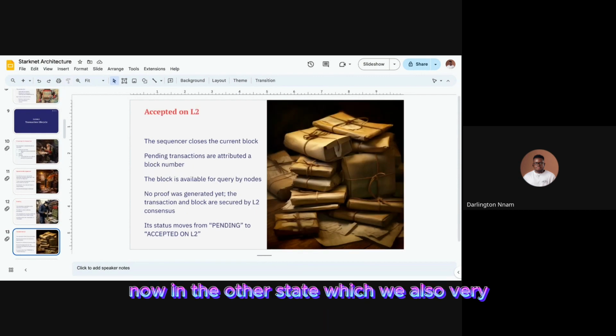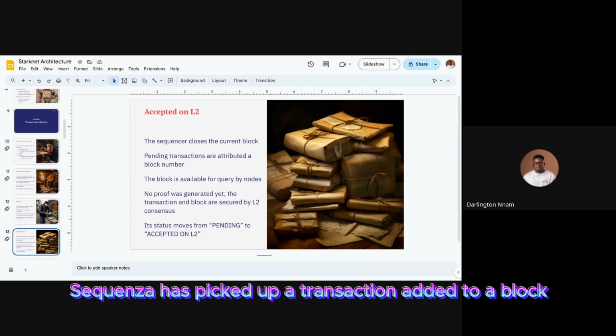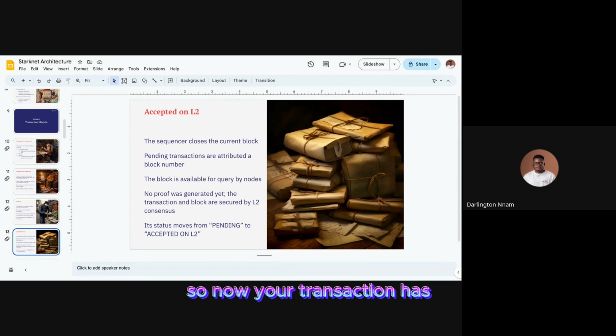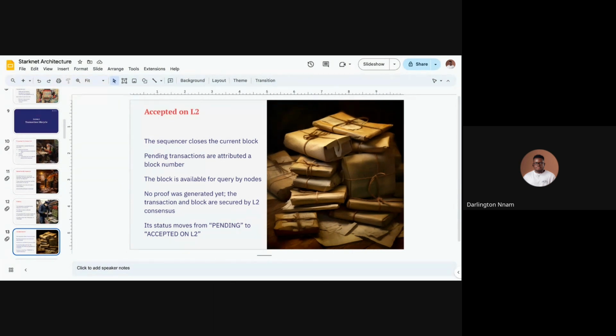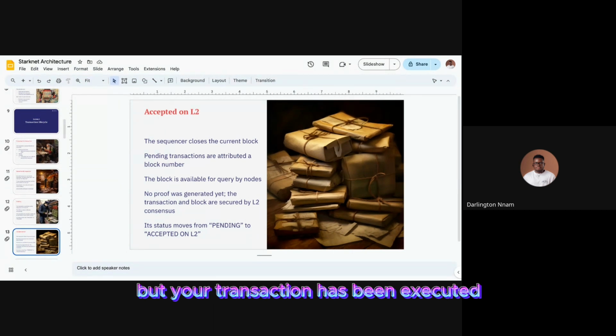Now, the other state which we're probably very familiar with is accepted on L2. So at this point, the sequencer has picked up the transaction and added it to a block. So now your transaction has a block number attributed to it. At this point, no proof is generated, but your transaction has been executed and can be said to be secured by the layer 2 consensus. So now it moves from the state of pending to accepted on L2.